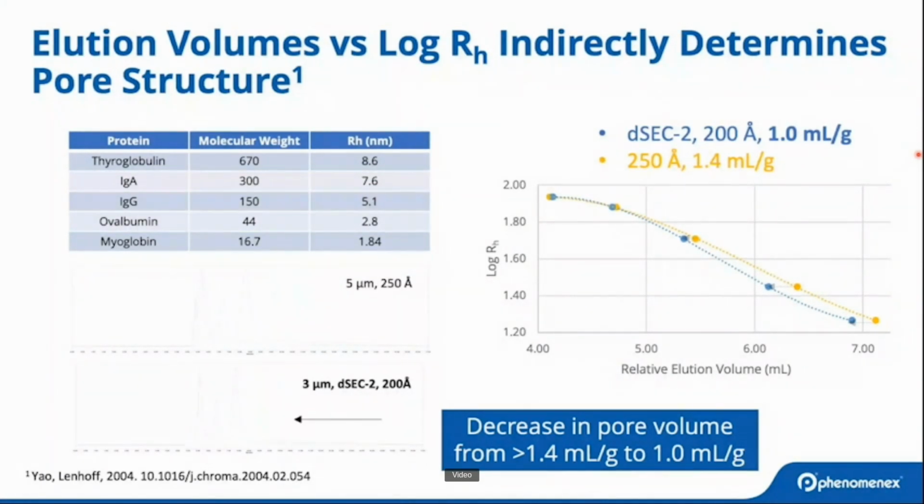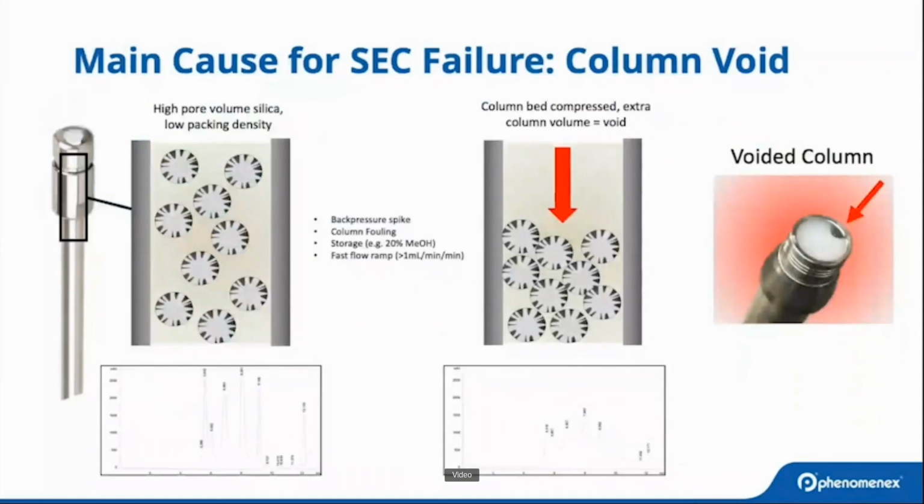So why do we believe that it's important to shift to this smaller pore volume? What are going to be the benefits of this smaller pore volume? To understand why we've deviated from the standard practice of high pore volume silica, it's first important to understand one of the major challenges with the silica that's used for size exclusion columns.